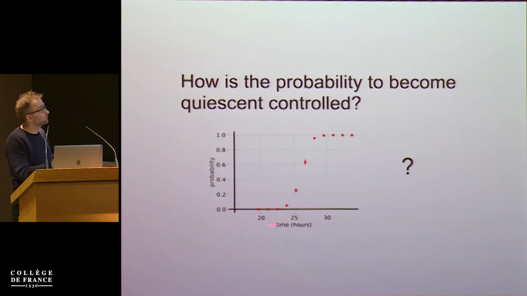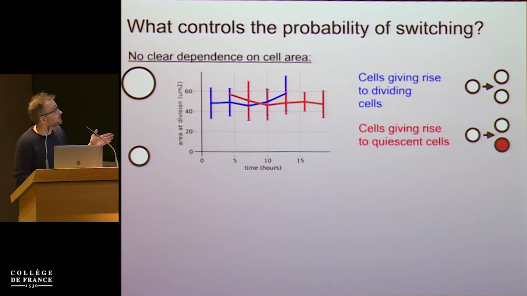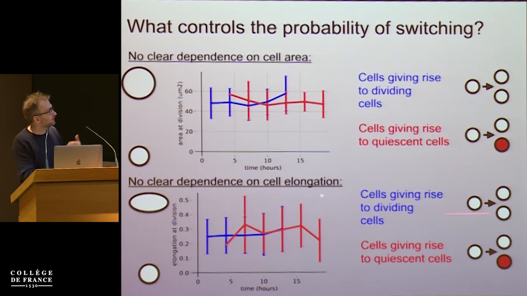But then the question is, how do we get this increase of probability of becoming quiescent? And this we don't really know, but we have some indication. One of them is that, again, it's not sensitive to geometry. This is a plot here showing as a function of time the area of dividing cells. In blue, these dividing cells will give rise to dividing cells. In red, they will give rise to 1 or 2 quiescent cells. And the area is not different. So there's no selectivity such that the small cells would give rise preferentially to quiescent cells. And if we look at cell elongation, there's also no clear difference. So no input of geometry.